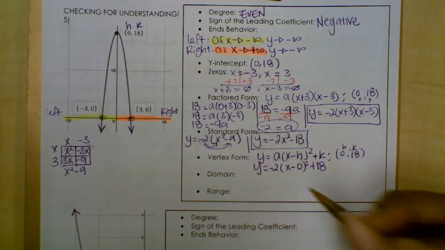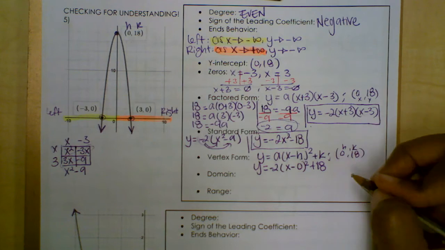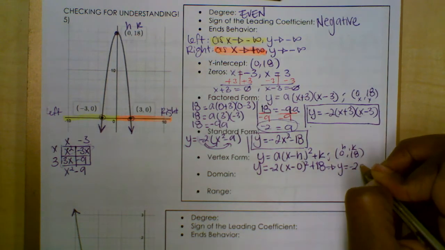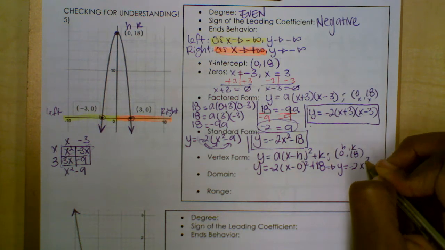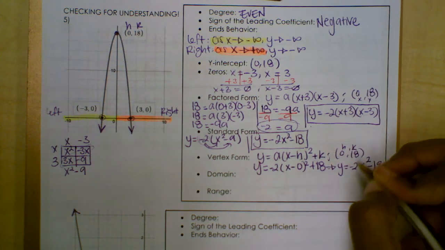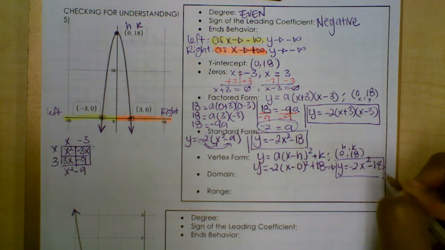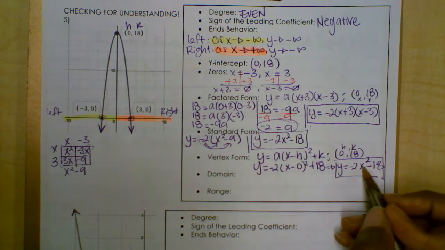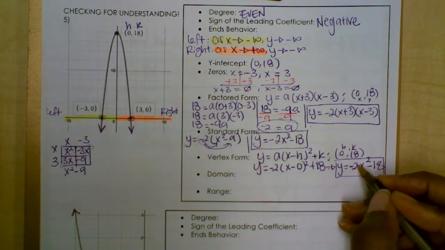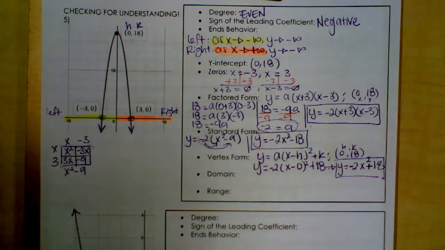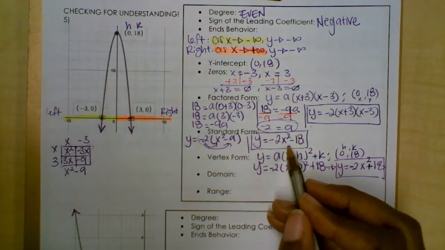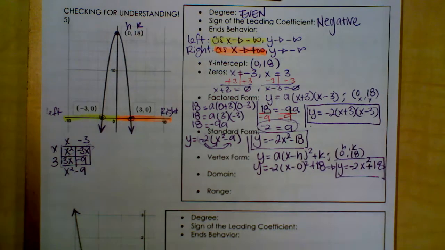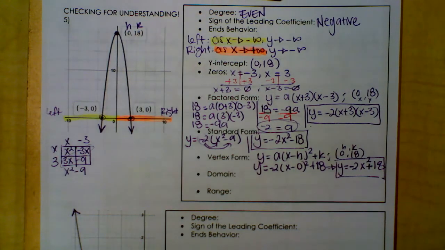If you want, you can continue and rewrite it as y equals negative 2x squared plus 18. The reason is that x minus 0 is x, and when you square it, you get x squared. This is the same as the standard form, because the middle term is 0, is 0x. So what will be the domain?